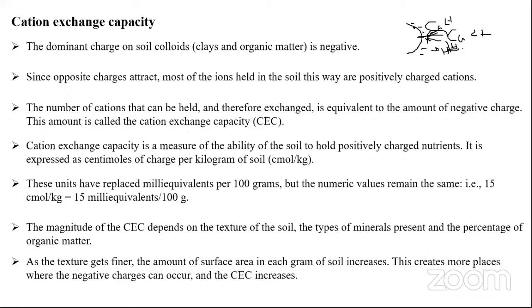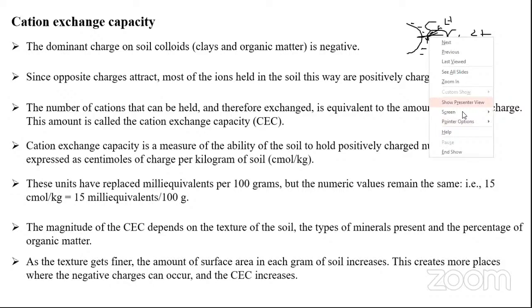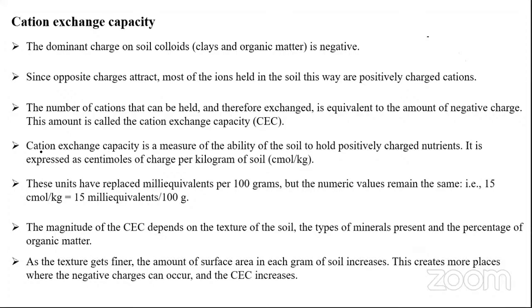Mostly, this is a measure of ability. Cation exchange capacity is a measure of the ability of the soil to hold positively charged nutrients. As I explained, CEC is expressed in centimoles of charge per kilogram, that is, cmol per kilogram, meaning how many cations per mole are attached to the soil. Earlier it was expressed in milliequivalents, but most values are now expressed in cmol or milliequivalents per 100 grams.